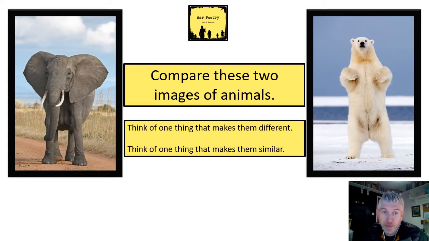Okay, so here we have two images of animals, an elephant and a polar bear. And I would like you to think of one thing that makes them different and one thing that makes them similar. Okay, just pause the video here while you have a little think about that. You can jot them down if you want to. And when you're ready, you can move on.